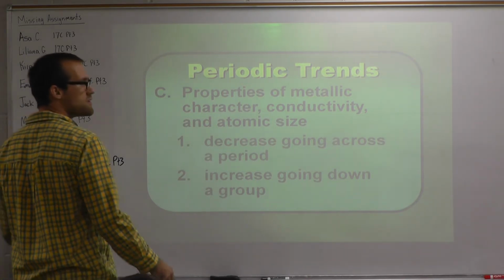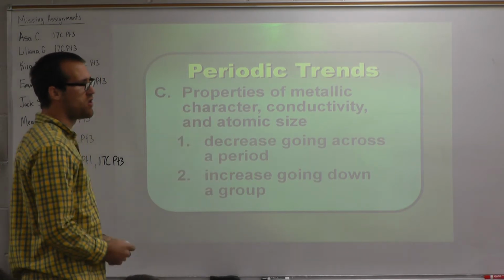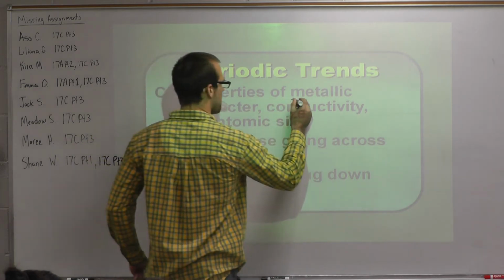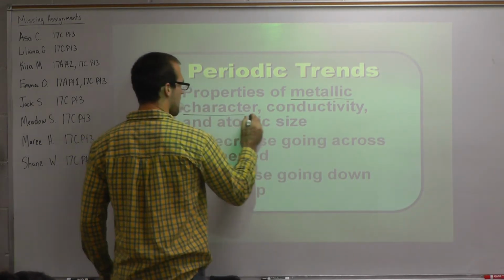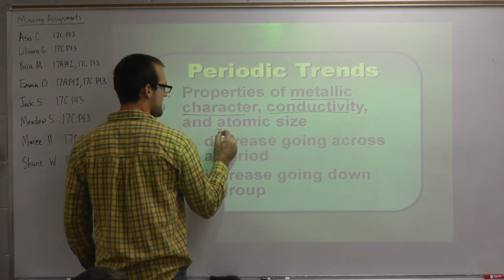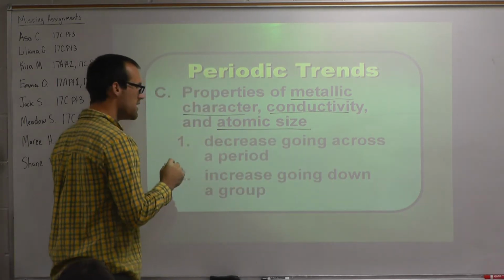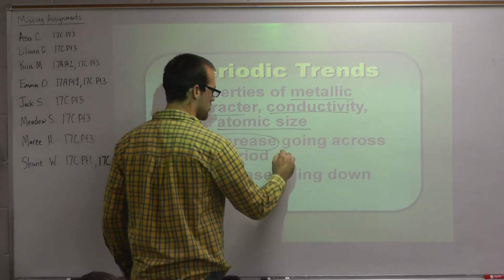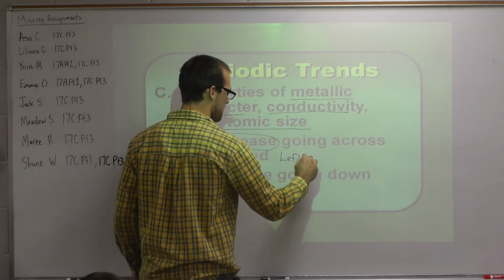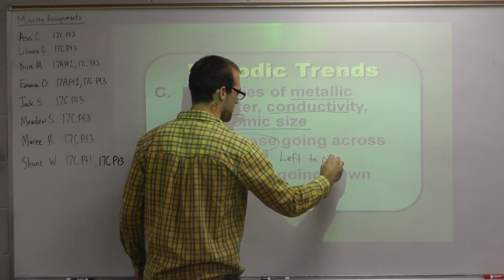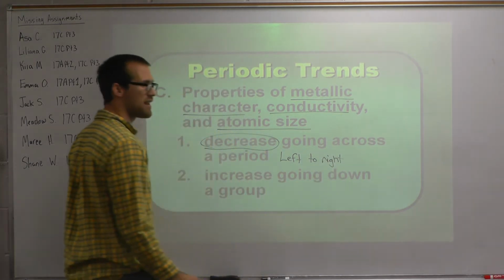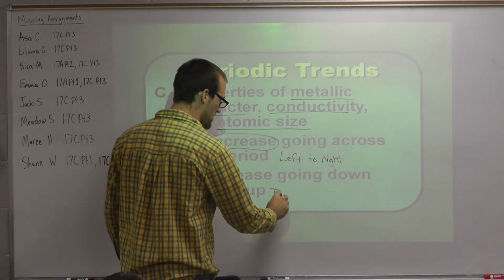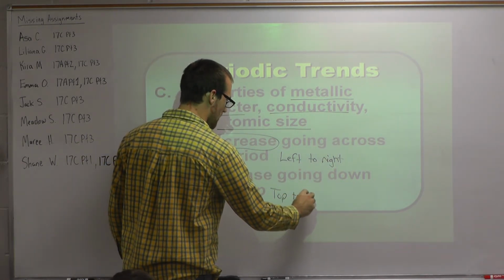All right. So let's focus here because I just want to quickly review how this all works. Okay? It says metallic character, conductivity, and the size of the atom. All these things decrease as I go across, which would be left to right on the periodic table, and increase going down, or I would say from top to bottom.